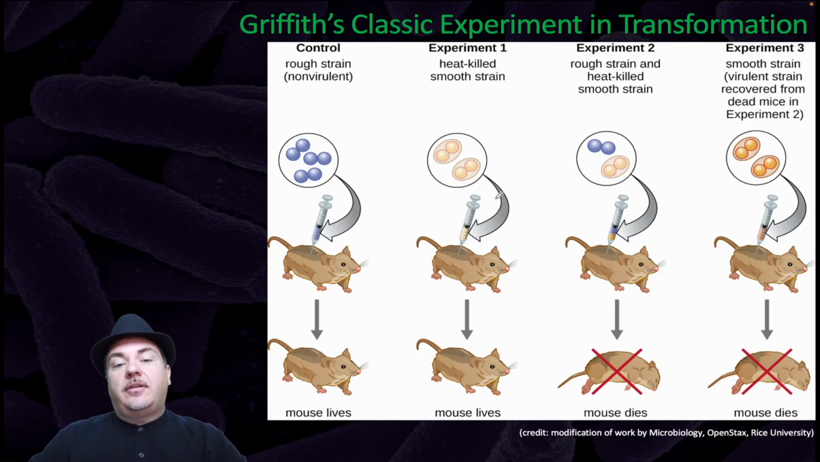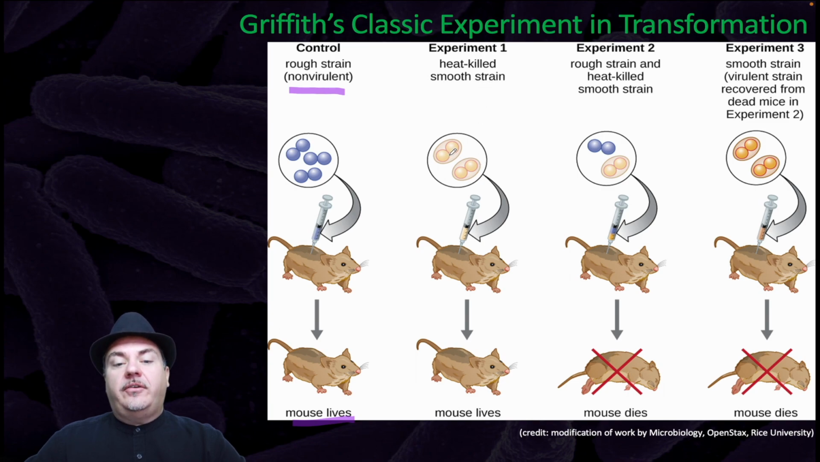Okay, so this is essentially what Griffith did. He took the rough strain, which is non-virulent, and injected it into the mice. Now, being non-virulent, the mouse lived completely fine. He then took a smooth strain, which is virulent, so it would kill the mice if it was injected into the mice. But in this case, he heat killed the smooth strain.